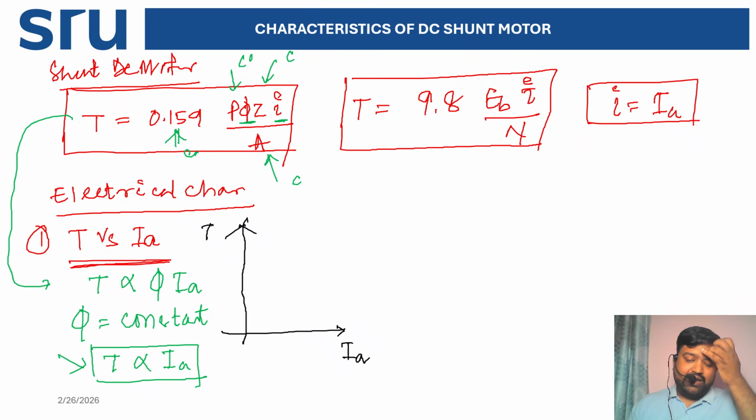Directly proportional means suppose I increase this armature current, then torque is directly increased. If this is IA max, then this is torque max. If I plot the graph, then one straight line will come like this.